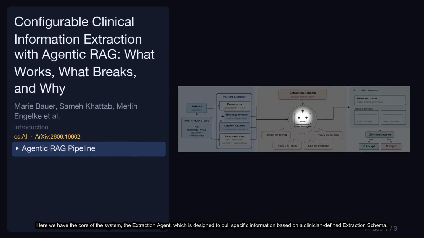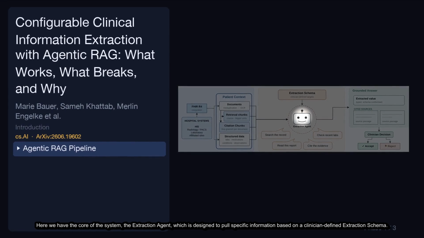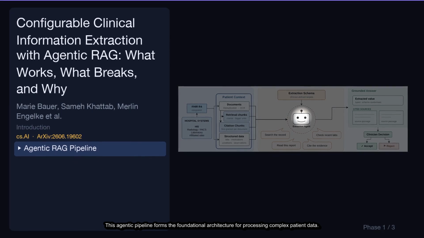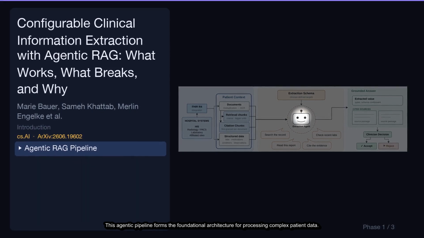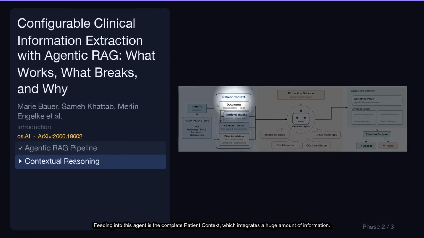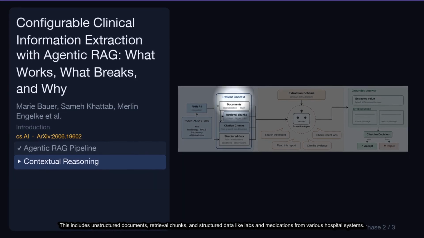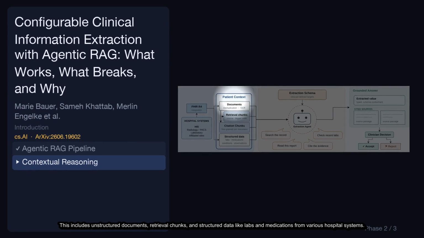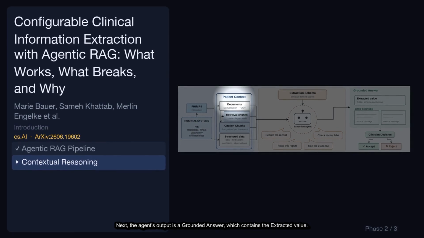Here we have the core of the system, the extraction agent, which is designed to pull specific information based on a clinician-defined extraction schema. This agentic pipeline forms the foundational architecture for processing complex patient data. Feeding into this agent is the complete patient context, which integrates a huge amount of information. This includes unstructured documents, retrieval chunks, and structured data like labs and medications from various hospital systems.